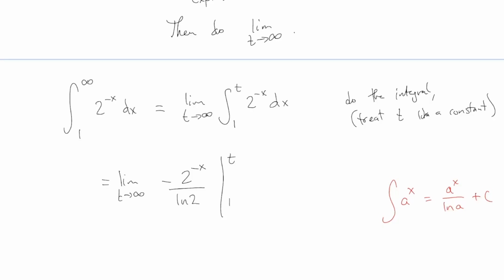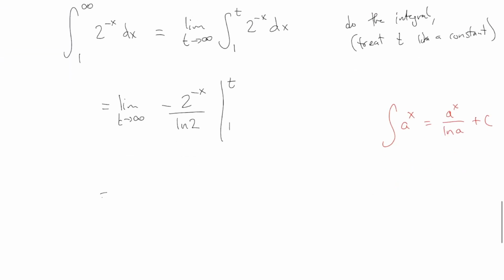You just do the antiderivative and then plug in the two values. Now, one of those values happens to be a t rather than a number, but it doesn't matter. We just do the same old thing with those two values. So it's going to be the limit as t goes to infinity of negative 2 to the minus t over ln 2 minus negative 2 to the minus 1 over ln 2.